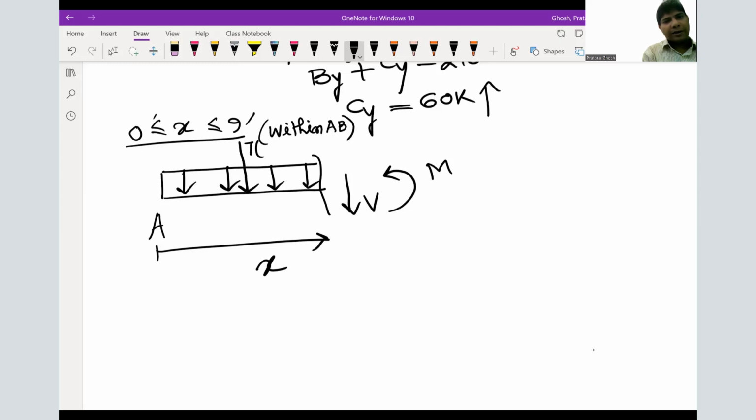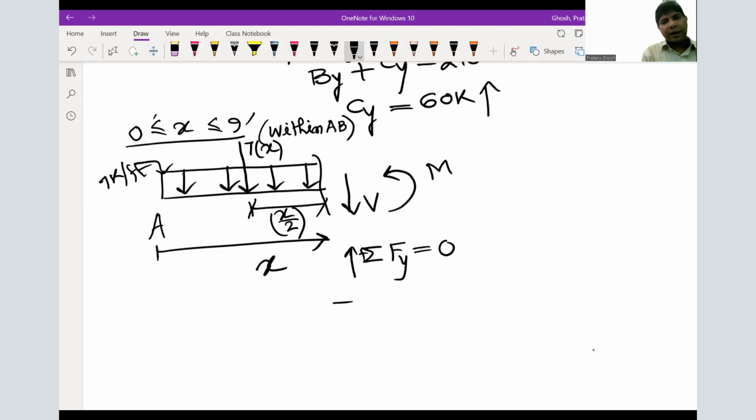So 7 times x, it is still 7 kip per feet. Height didn't change. And distance is x over 2. The summation of Fy is 0. So that gives your negative 7x and V. Both are downward, negative. So V is negative 7x. Equation 1.